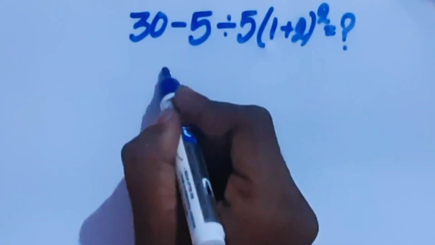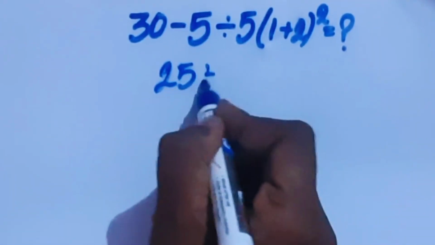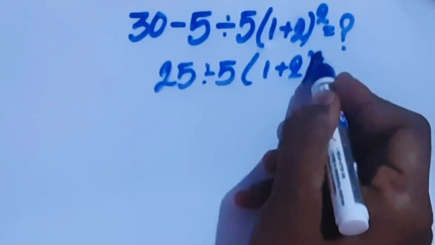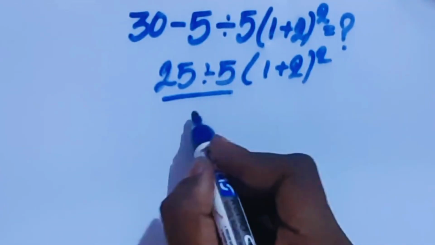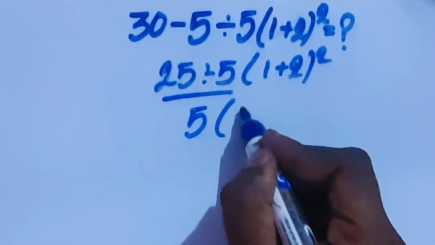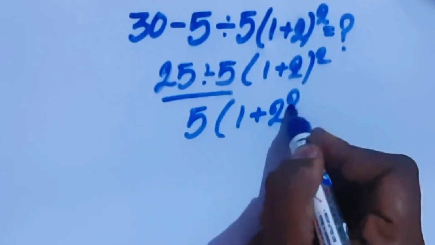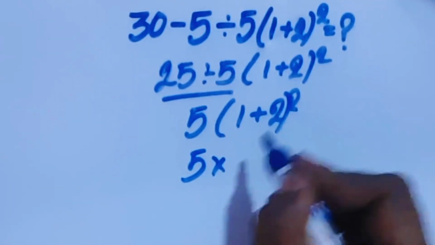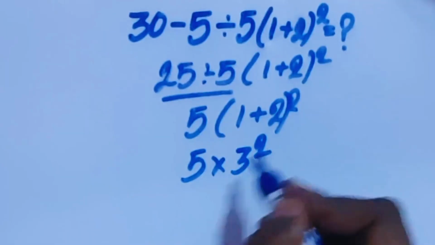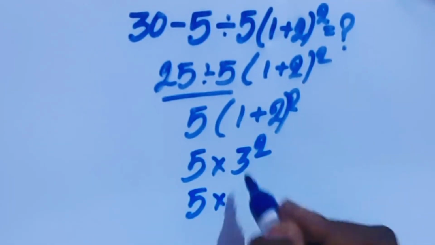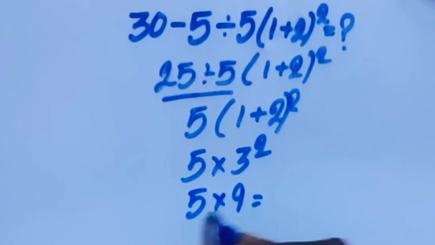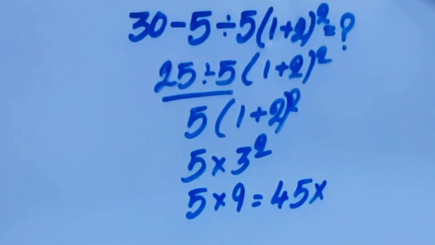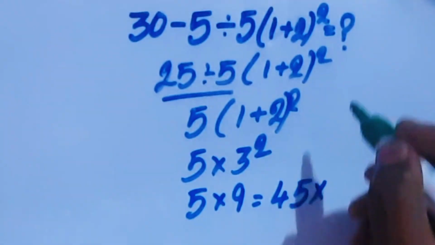Hi guys, here 30 minus 5 is 25, divided by 5 times (1 plus 2 in bracket) whole square. Here 25 divided by 5 is 5, times (1 plus 2 in bracket) whole square. Now 5 times this (1 plus 2) is 3 square. Here 5 times 3 square is 9. Here 5 times 9 is 45, which is the wrong answer. As per this order of operations, this 45 is the wrong answer.